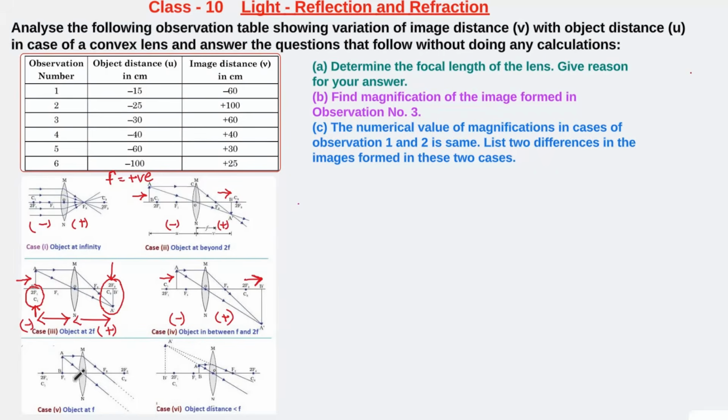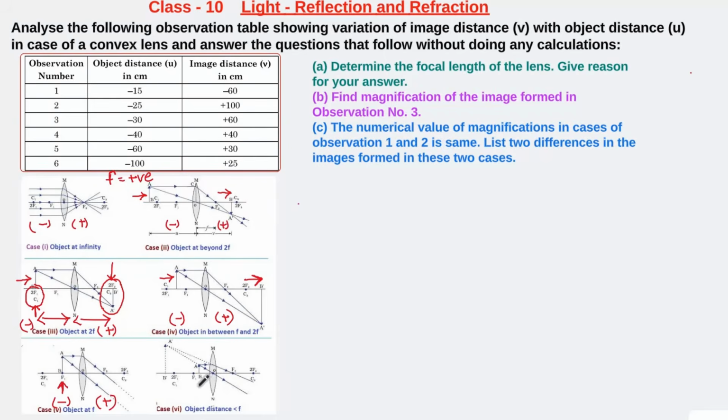Now let's take the object further closer to the lens and place it at f1. The object distance is negative and the image distance is positive. Now the image is formed at infinity. It is real and inverted and is highly magnified. Now in this case, the object distance is negative and the image distance is positive.